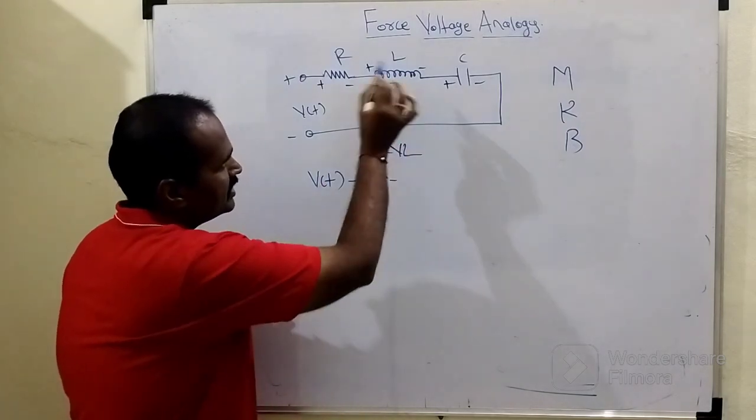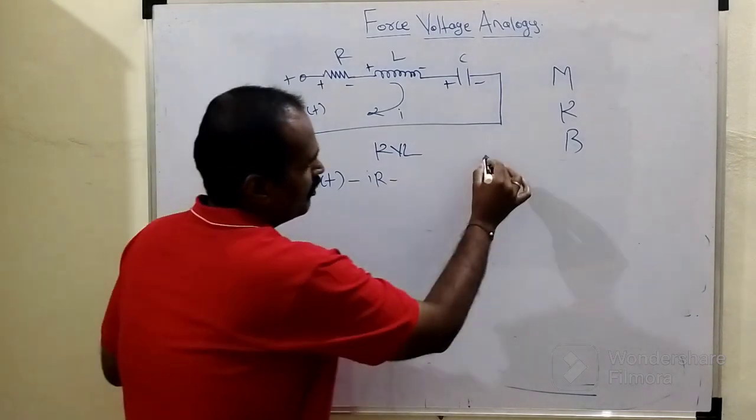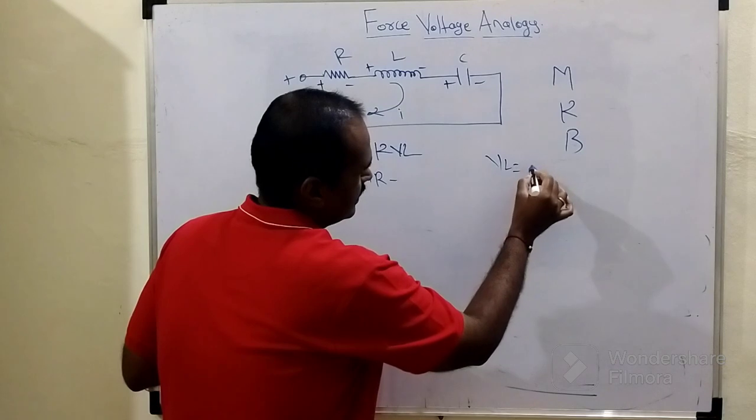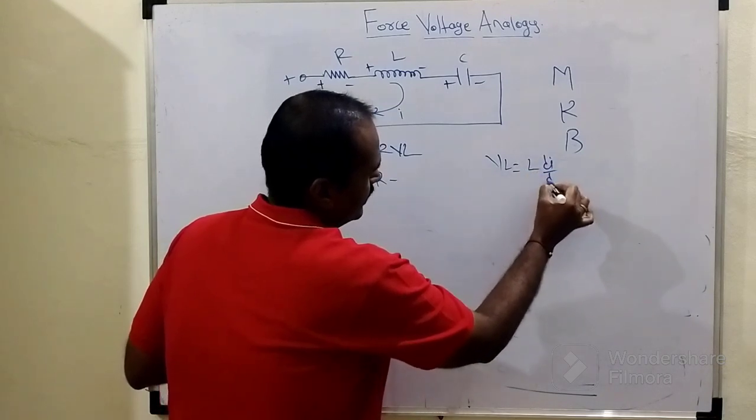The same concept is used in case of the inductor. The voltage across the inductor will be what? The ohmic drop across this inductor will be L di by dt.